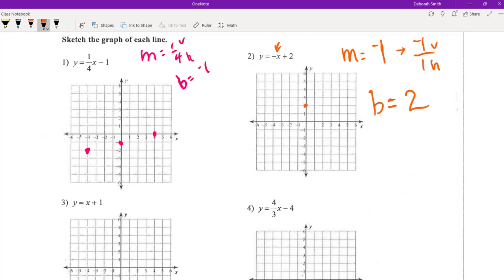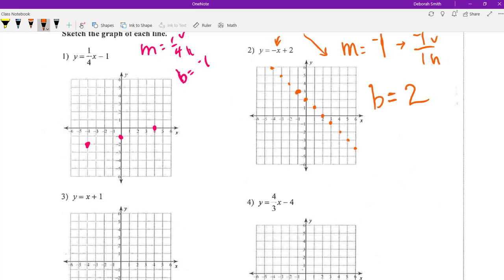So -1 vertical, +1 horizontal. Remember, negative slopes go down from left to right. I repeat that process until I get to the ends of the graph. There you go. That's as much as I can get in that direction. And then I can also go the other direction: +1 vertical, -1 horizontal. That's an equal ratio. And then connect your dots. Use a tool to help you connect the dots in a straight line.